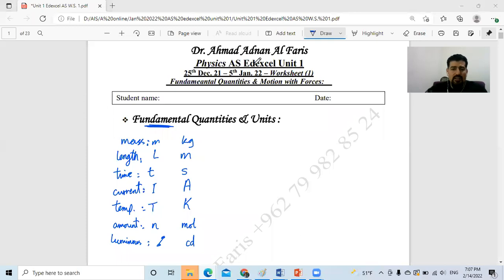In the Edexcel IGCSE, Unit 1, they usually ask about the mass, the length, the time. Maybe in A2 they ask about current. Sometimes they ask about temperature as a multiple choice question. So mainly they ask about the first three, mass, length, time, and sometimes temperature as a multiple choice question. But in Unit 2, they ask about the first three with a current. That's the first thing about the fundamental units.